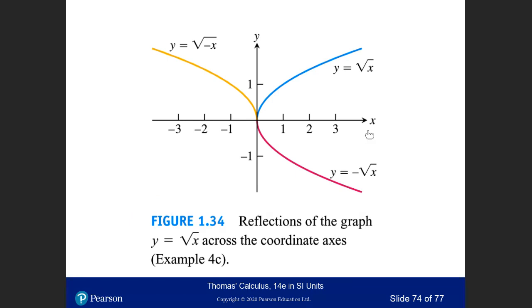Now, again, we have y is equal to square root of x, and we have this function. Now, if I multiply by minus 1, I reflect about the x-axis. y is equal to minus square root of x. Or I can take y is equal to square root of minus x. That's this function. That's reflecting y is equal to square root of x about the y-axis. These are the reflections.